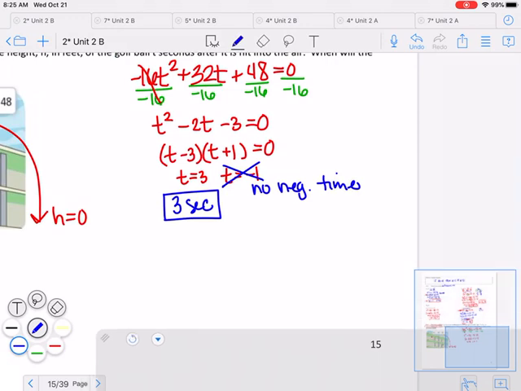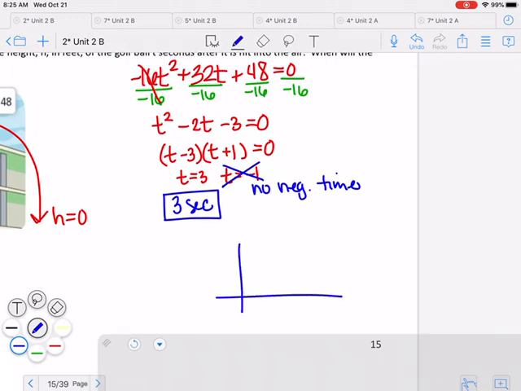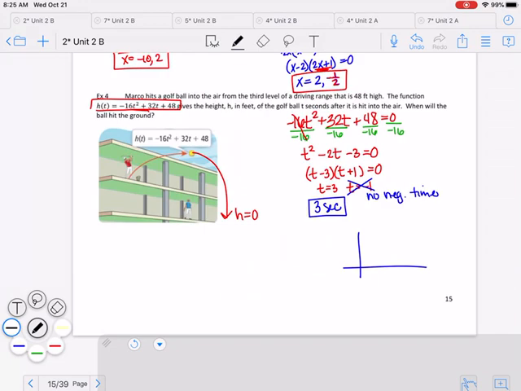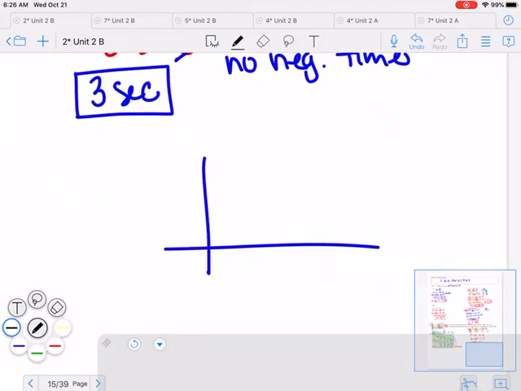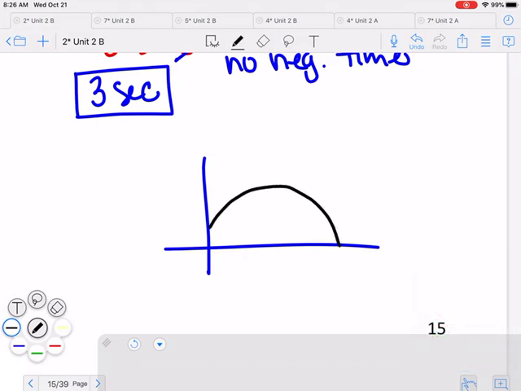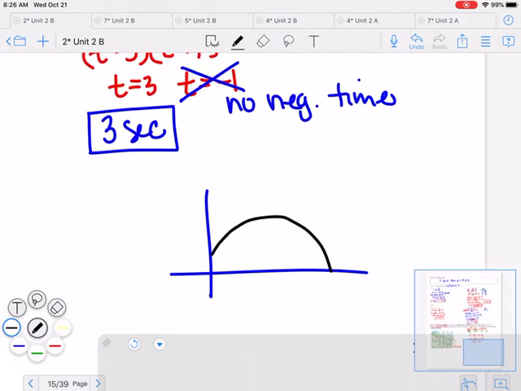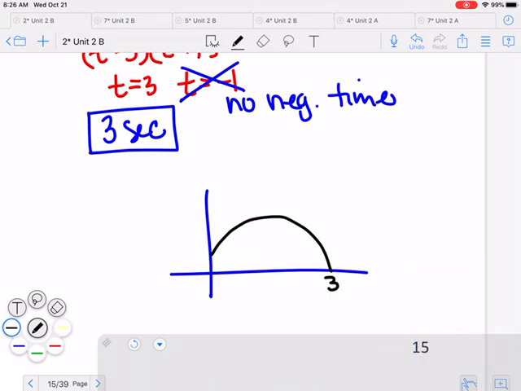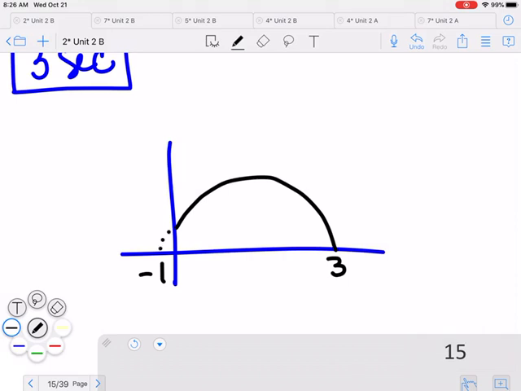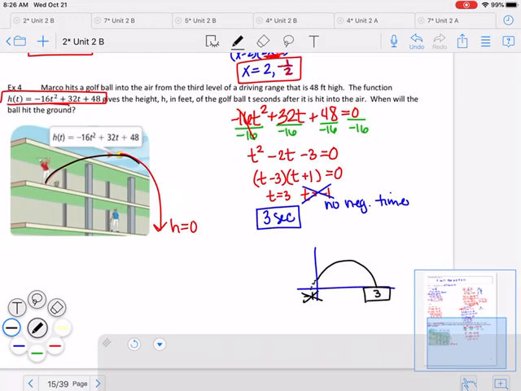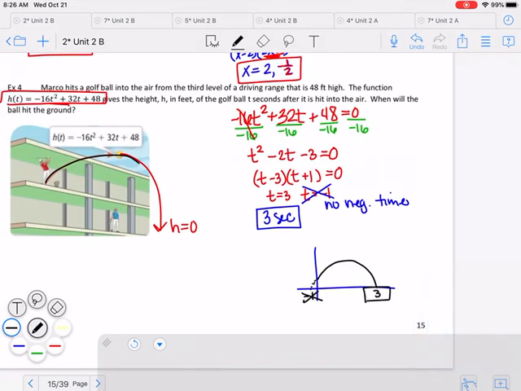So I want to explain what that means graphically. Remember, this person was off the ground when they hit the ball. So it went up and then it hit the ground. Well, this x-intercept is 3. The other x-intercept was -1, and that's like representing negative time. So that's why it doesn't make sense to have a negative number in this instance. So we would disregard this and just keep that one 0.